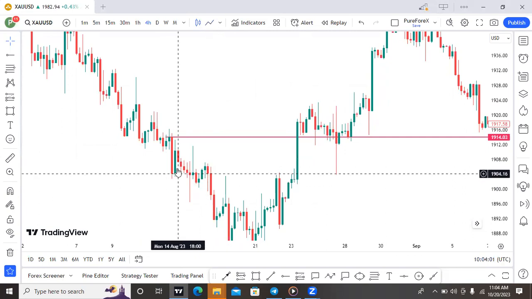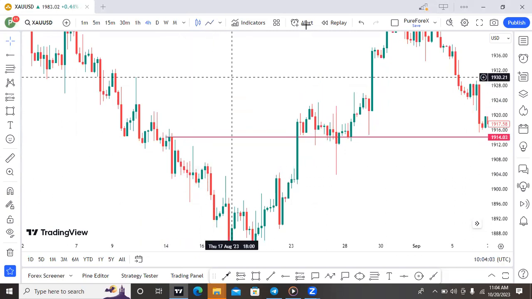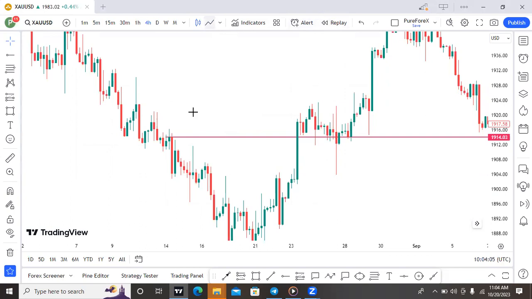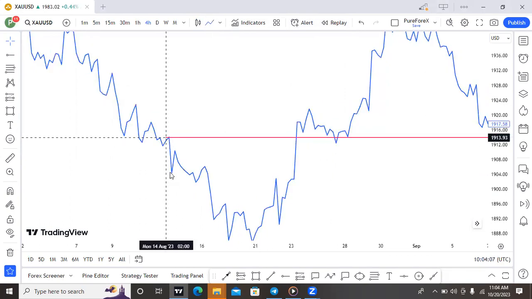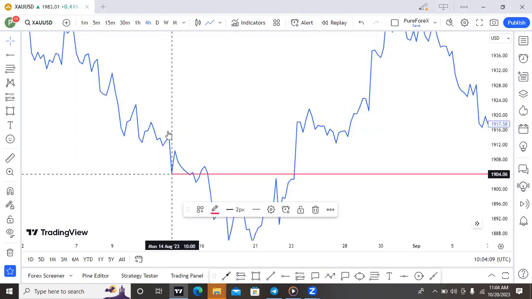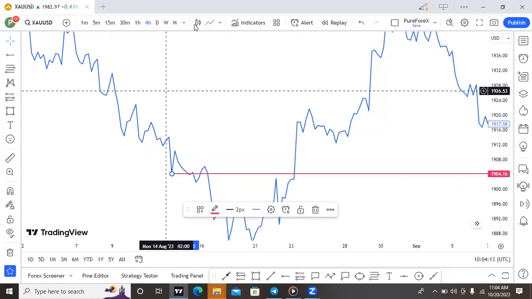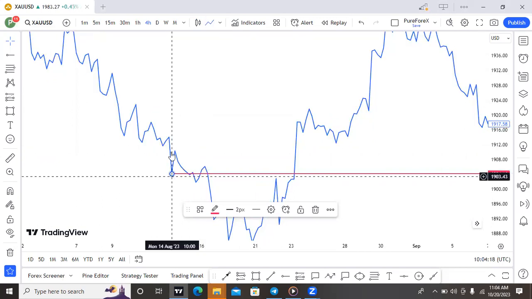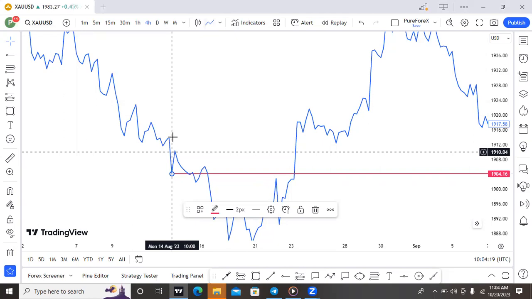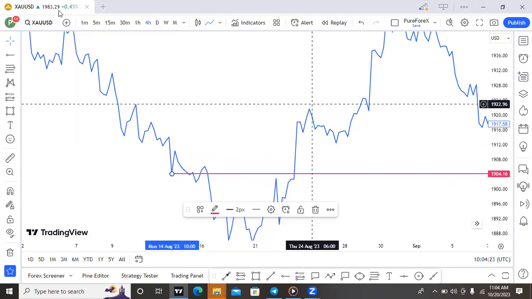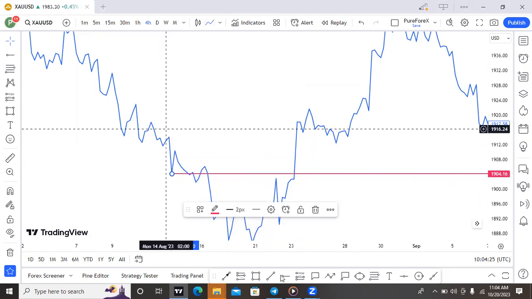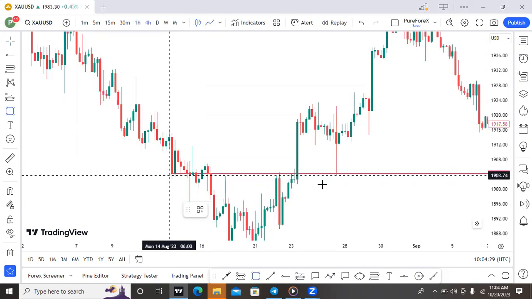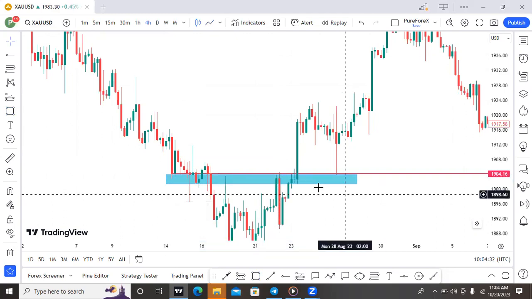So a QM can easily be spotted here, guys. So let me spot that QM for you. Quasimodo reversal. So this becomes the low, the high. Let's go back to chart. This becomes the high, the low, the lower low, and the higher high. So I'm going to change to candlestick chart and mark my rectangular box like this.